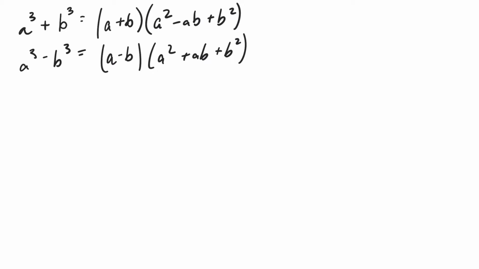It's either going to have a greatest common factor or it's not, and then after that it's either going to be a difference of squares, a sum of squares, a difference of cubes, or a sum of cubes, or you're not going to be able to factor it any further.